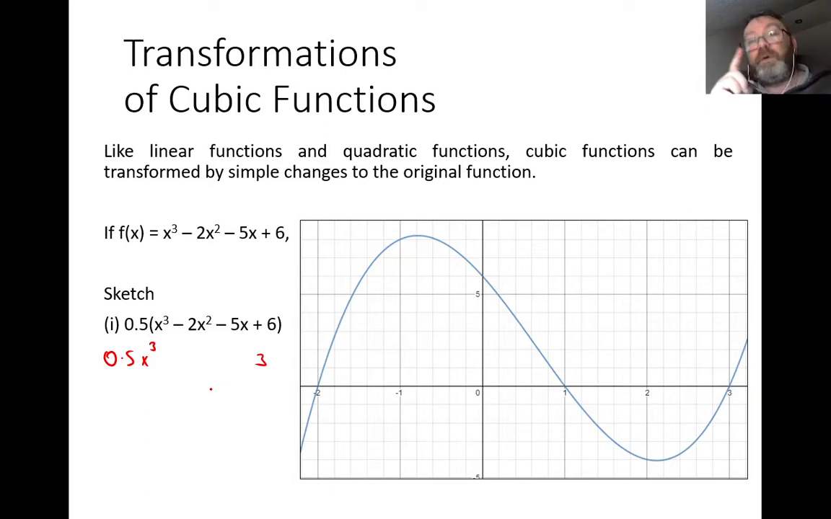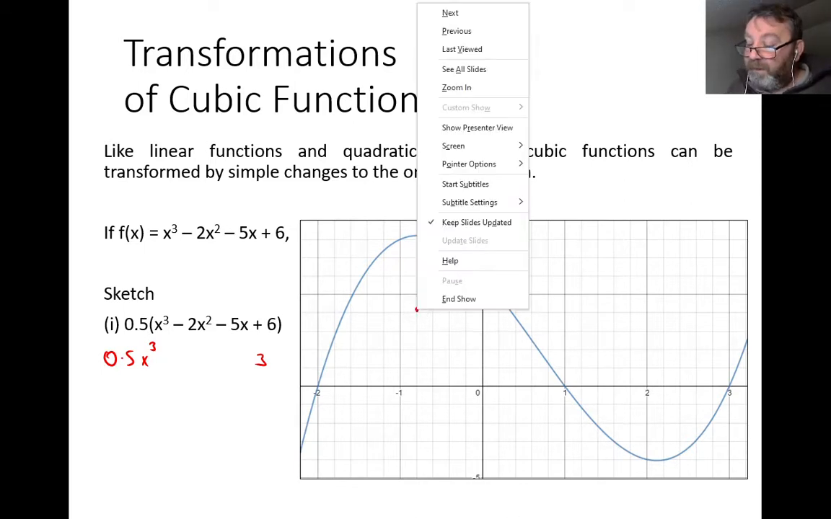Now, here's what I'm going to suggest is the easiest way to do this. If I'm asked to sketch that, because the leading coefficient is now smaller than 1, the heights of the turning points are going to be closer to the x-axis. So the heights are going to be halved. The original height here is just about 6, 7, 8, just above 8. So therefore, that's going to drop to just about 4. Okay, roughly about there.